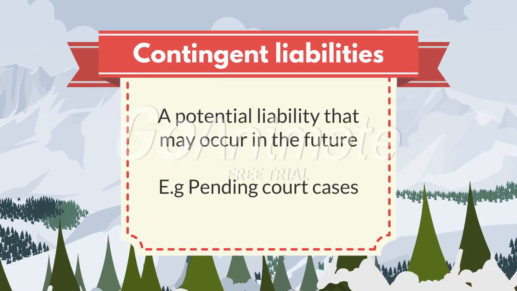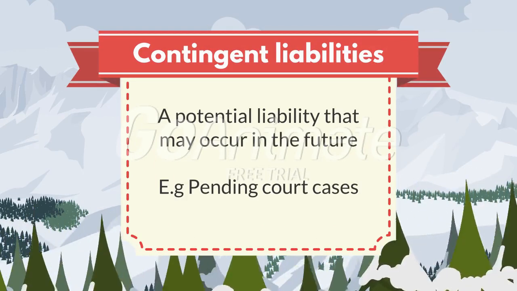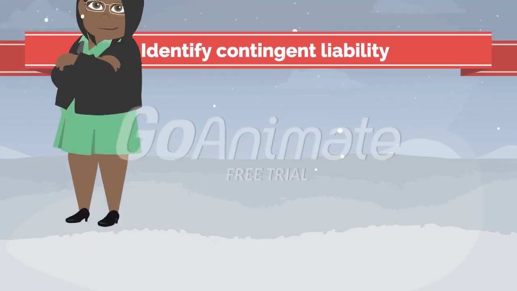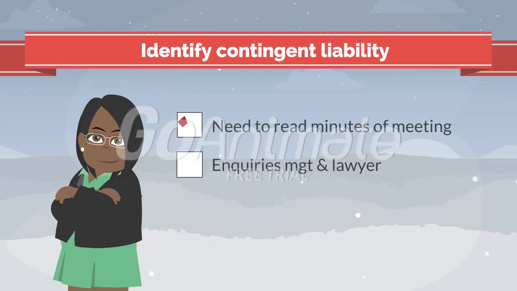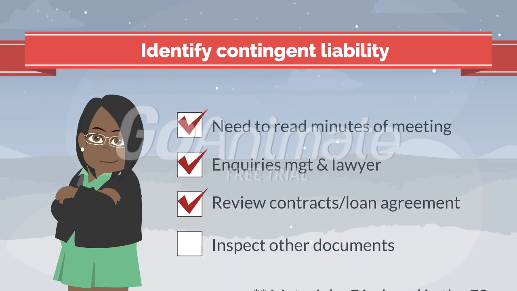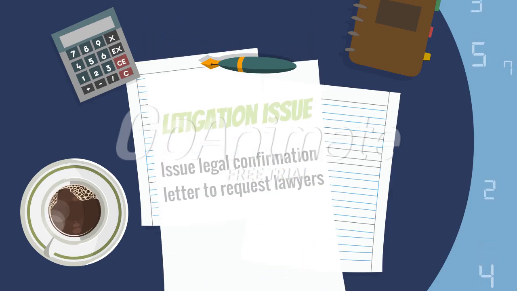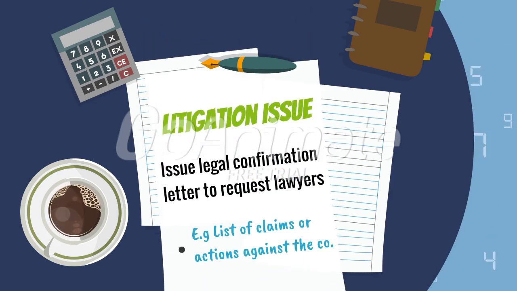Contingent liabilities are potential liabilities that may occur in the future. For example, pending court cases. In order to identify contingent liability, the auditor needs to read minutes of meetings, inquire of management and lawyers, review contracts and loan agreements, or inspect other documents. If the contingent liability is material, then it needs to be disclosed in the financial statements. In terms of litigation issues, the auditor needs to issue a legal confirmation letter to request lawyers for identification of litigation cases. For example, a list of claims or actions against the company.